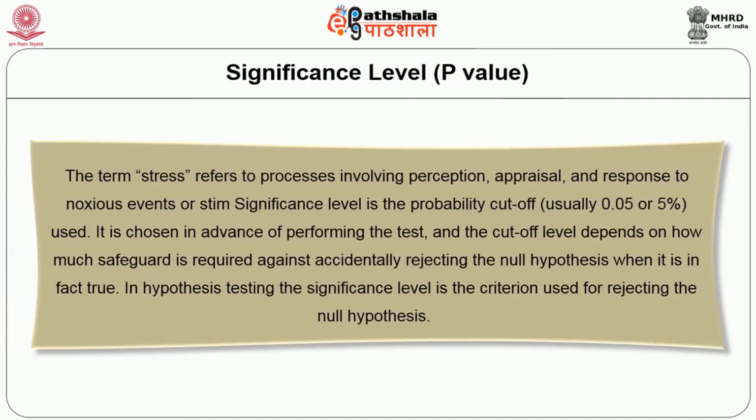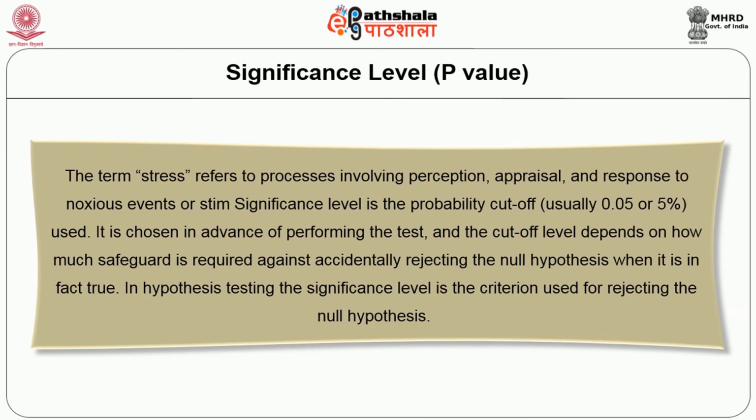Significance level or p-value. Significance level is the probability cutoff, usually 0.05 or 5%. It is chosen in advance of performing the test, and the cutoff level depends on how much safeguard is required against accidentally rejecting the null hypothesis when it is in fact true. In hypothesis testing, the significance level is the criterion used for rejecting the null hypothesis.